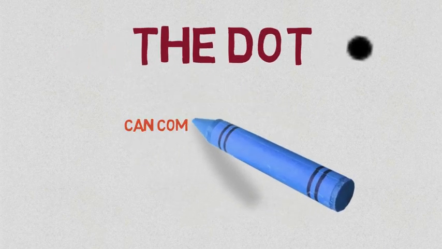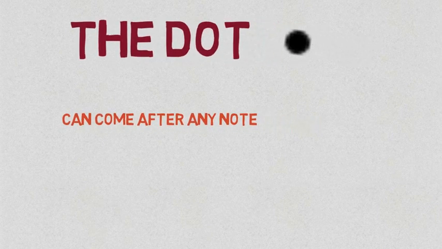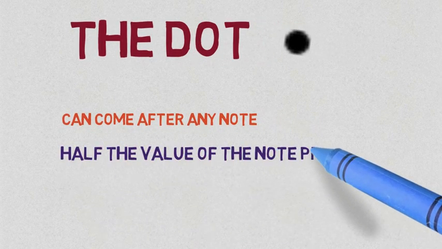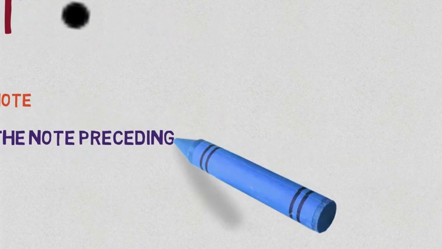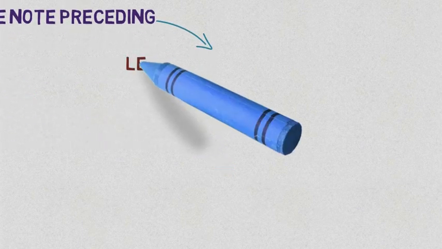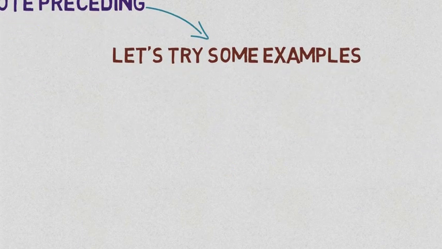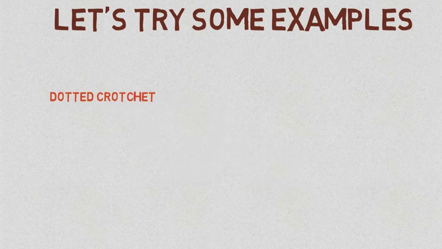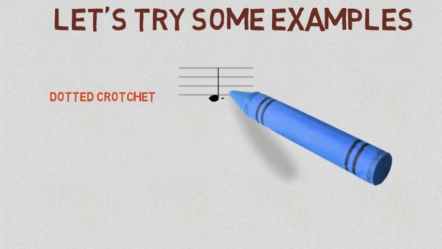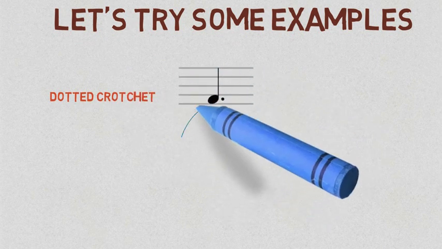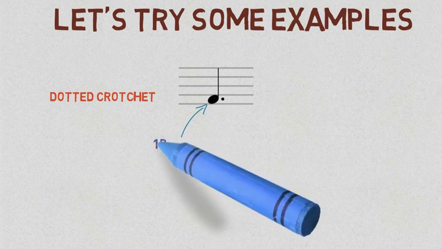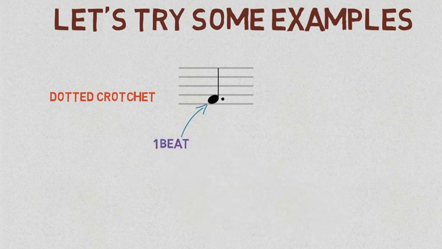So let's now look at the dot in music. A dot can come after any note, and it represents half the value of the note preceding it. The easiest way to make sense of this is to try some examples, and we will start with the dotted crotchet. This is how it looks. So the crotchet is worth 1 beat. This means that the dot is worth half a beat. Therefore, the dotted crotchet is worth 1.5 beats.